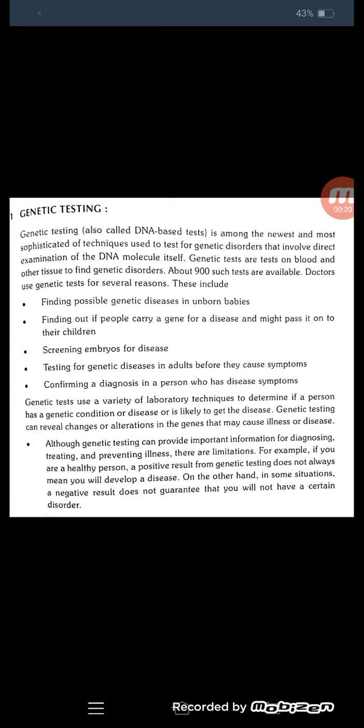So, genetic testing is also called a DNA based test. So, what is a DNA based test or genetic test? It is among the newest and most sophisticated techniques used to test for the diagnosis of genetic disorders.